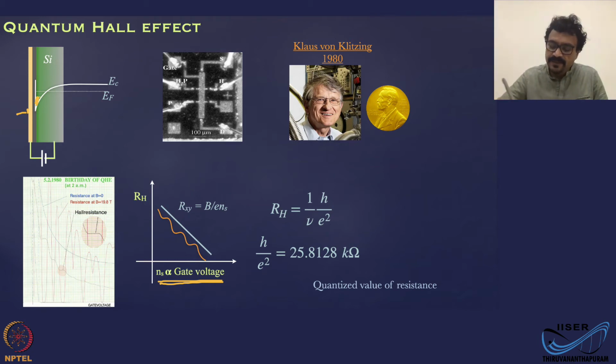Now, as far as the classical Hall effect is concerned, until this phenomenon was discovered, you have Rxy equal to B by e times Ns. That means when you vary the carrier concentration by the gate voltage, there should be a reduction in the Rxy, which is the Hall resistance. So what is expected as per classical physics is this linear, straight line. Okay, it's a straight line. Now what was observed is something like this.